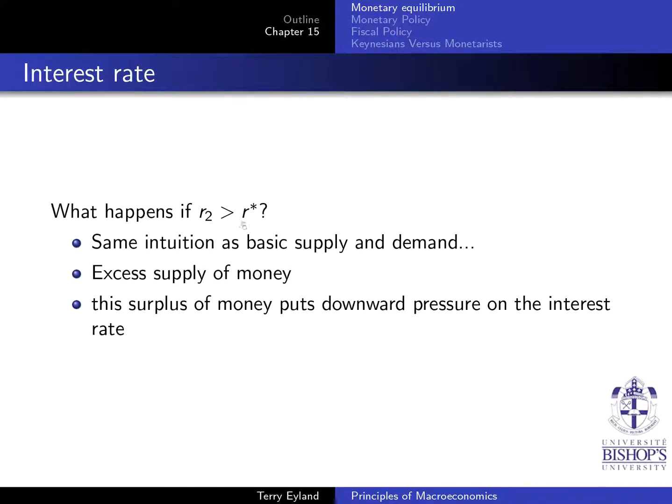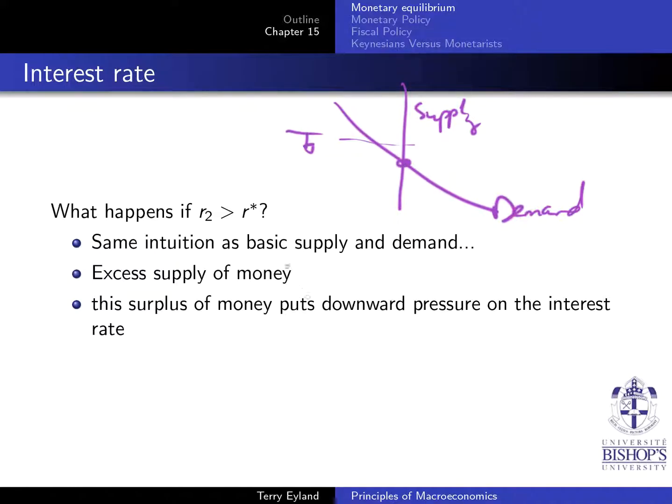So what happens if you set the interest rate greater than the equilibrium interest rate? Well, same intuition as basic supply and demand. We'll have that situation there. If we have a higher interest rate, we're going to have an excess supply of money relative to demand. With an excess supply of money, this surplus of money puts downward pressure on the interest rates, because you'll have more and more people wanting to buy bonds, and as more and more people buy bonds, it's going to lower its yield, and it's going to drop interest rates till we reach this point here.